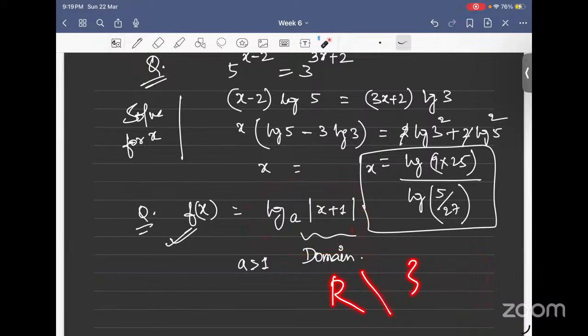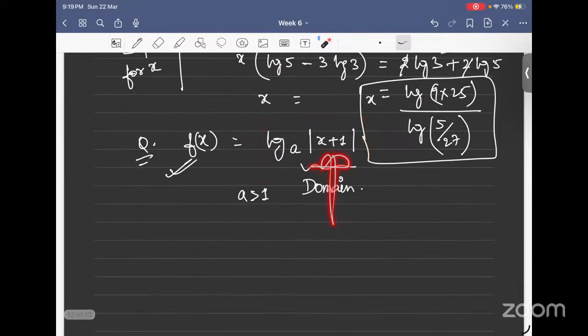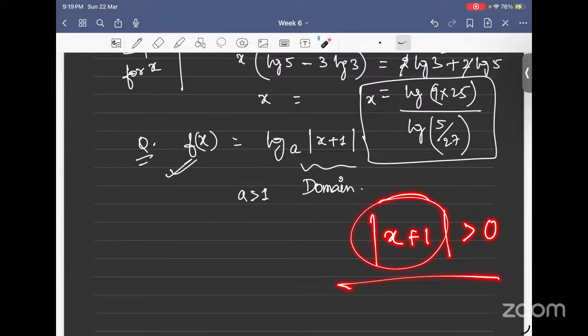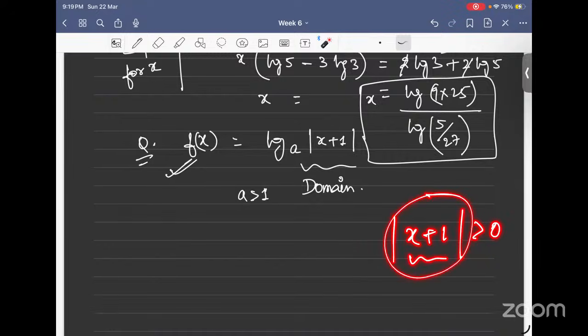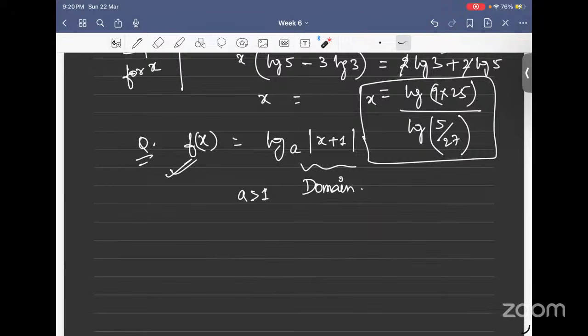Okay. Any confusion in calculating the domain for this function? You can see that mod of x plus 1 is greater than 0, right? Not greater than or equal to 0, since this is for the domain, so greater than 0. This will always be positive. It can only go to 0 when x equals minus 1. So that's why we are just removing x equals minus 1. Is this clear to everyone?